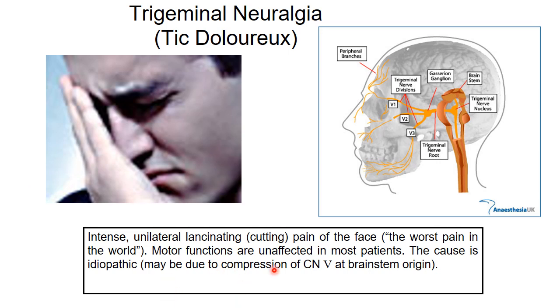It says here maybe due to compression of cranial nerve 5 at the brainstem origin. Maybe. It could be something else. But for some reason, the nerve gets irritated and starts transmitting pain. The pain is very intense. It's a lancinating or cutting pain in the face, and it's been reported that patients suffer so much that they actually contemplate suicide. And so this is trigeminal neuralgia. Basically, it's a facial pain syndrome relating to a dysfunctional trigeminal nerve.